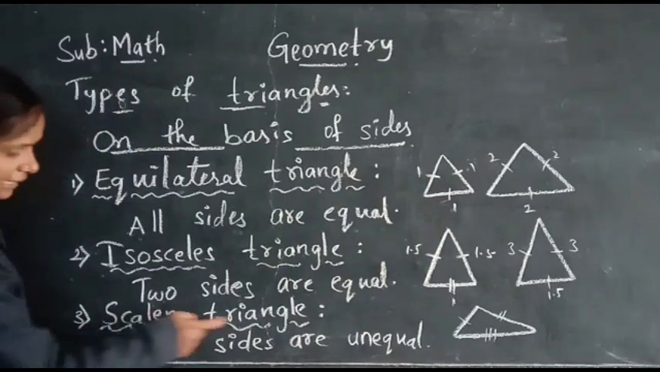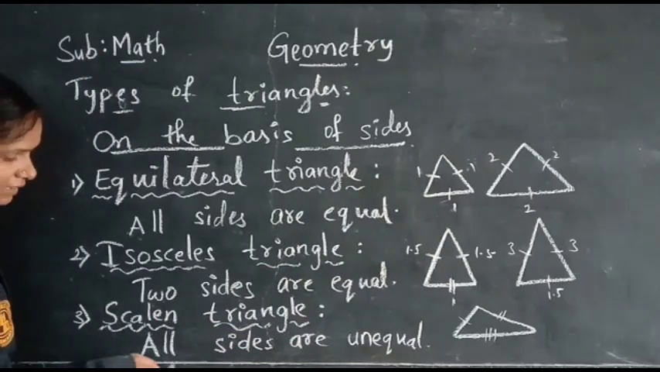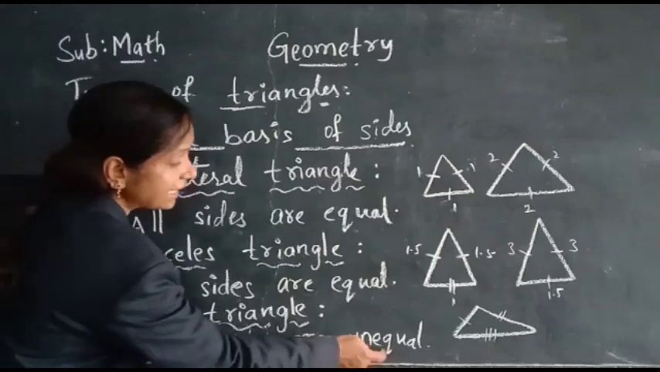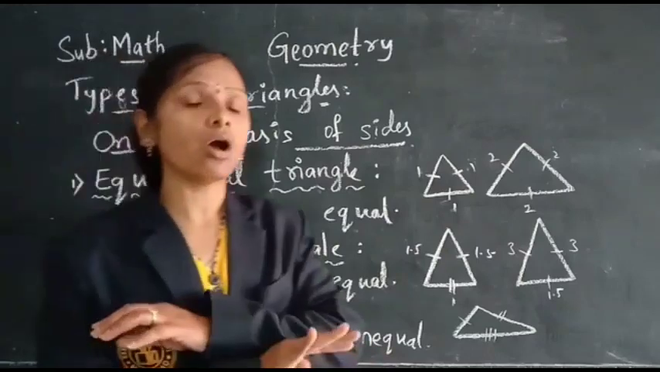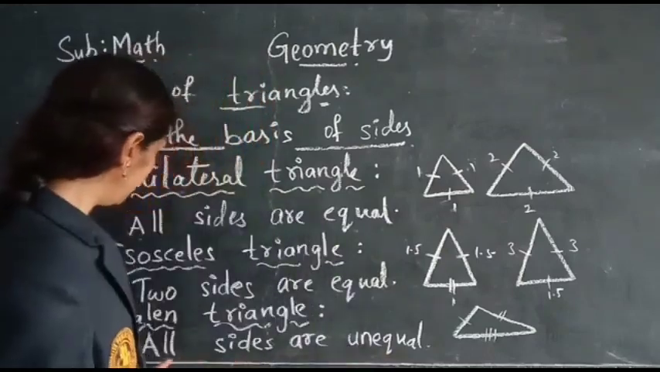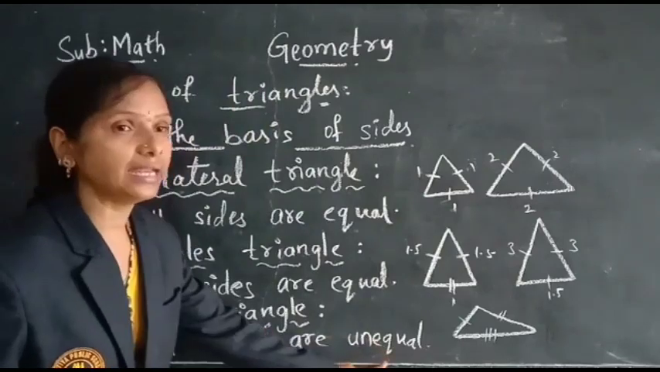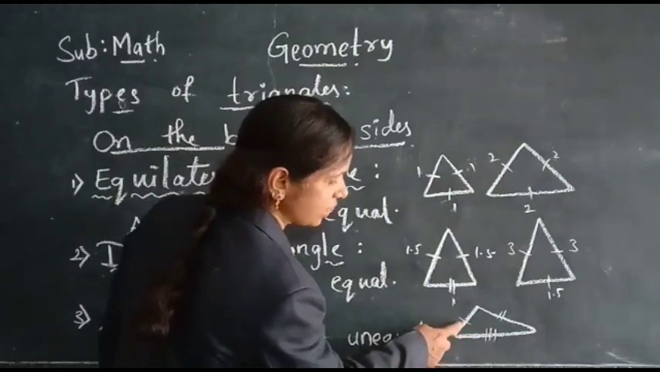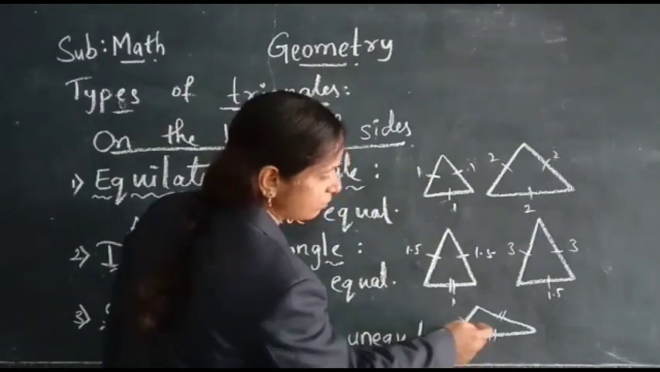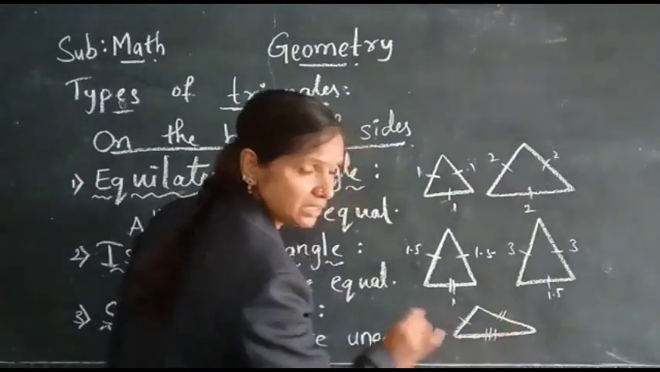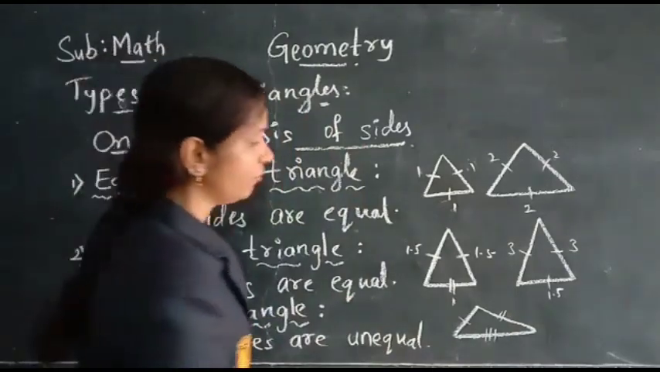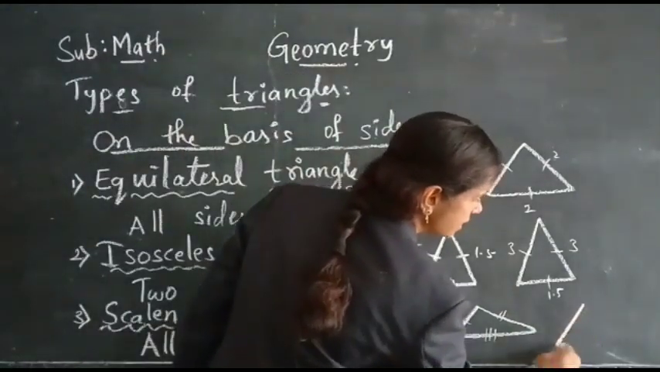Now the third one is the scalene triangle. A scalene triangle is one in which all sides are unequal. Unequal means all sides are different. Again I am repeating, in a scalene triangle all sides are unequal. Here you can see I have 1 mark, here 2 marks and here 3 marks, which means all sides should be different. For example, here I am taking 1.